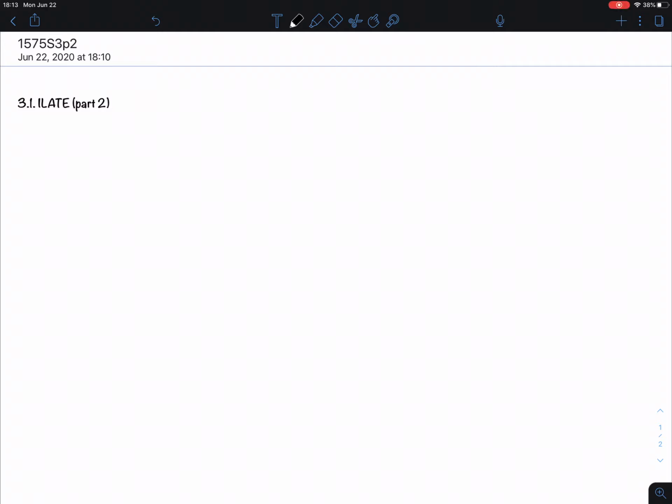Okay, so I want to now give you a little bit more applications of this integration by parts. I call this part 2, ILATE, for a reason that I'm going to explain very shortly, but I first want to do one more example. So let's start with again reminding us of the formula: the integral of u dv is uv minus the integral of v du.